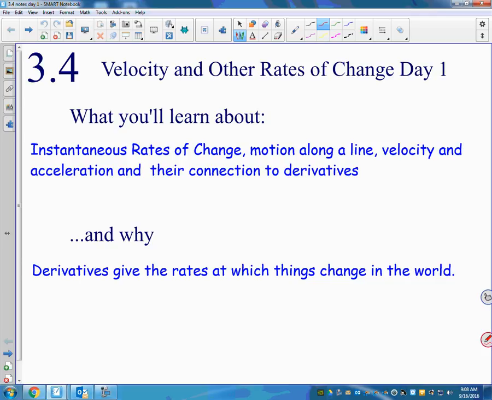We talk about derivatives, but most of the work is structured around the idea that a derivative is a slope, because of the rate of change. If you talk about rates of change, let's say I'm talking about derivatives. So this is what you're going to say. Why do you learn this? Because derivatives give the rates at which things change.